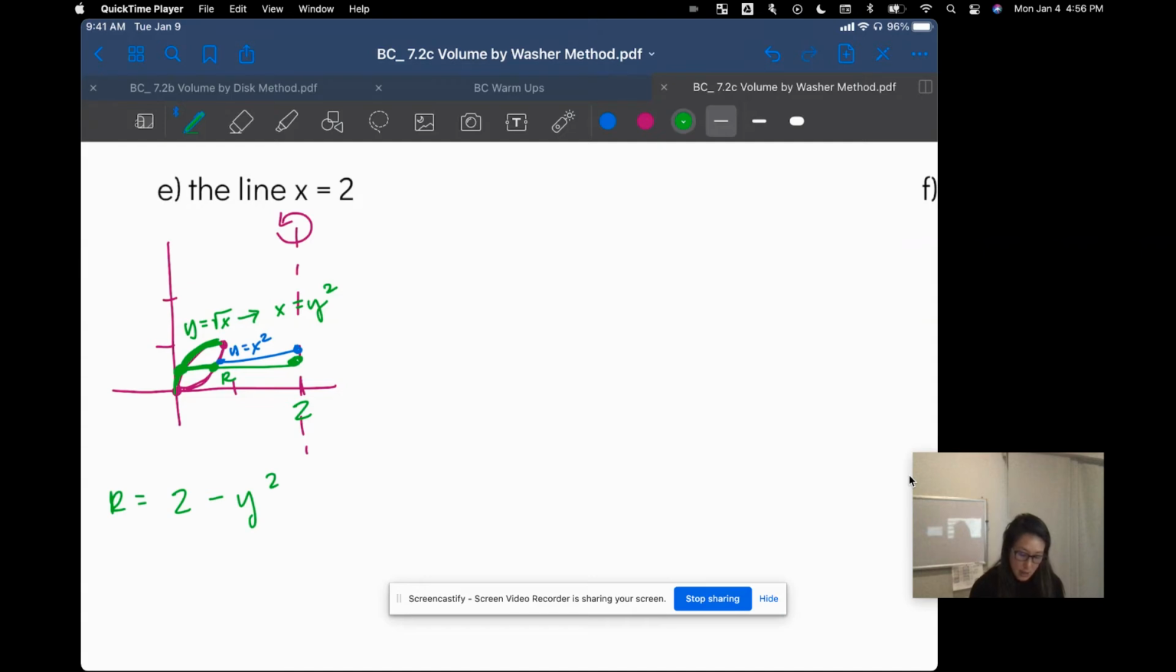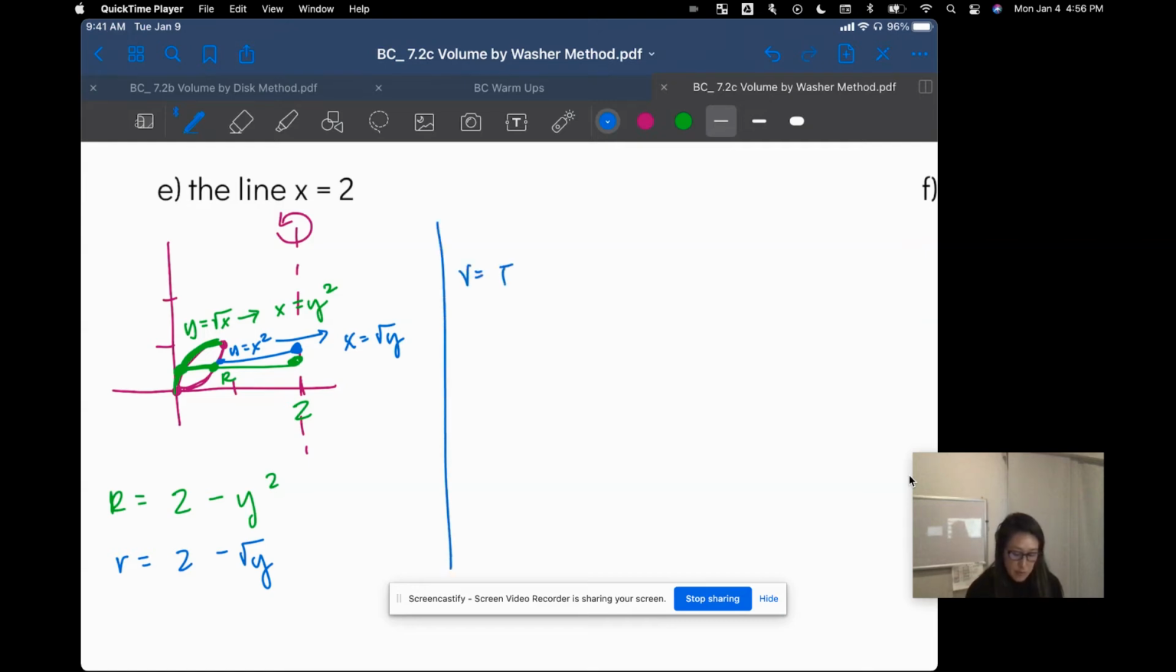And then little r, the blue, is we're starting again at 2 and going to the inner curve here, which is y is equal to x squared, or x is equal to the square root of y. So I'm going to subtract the square root of y. Okay, we can find the volume now.